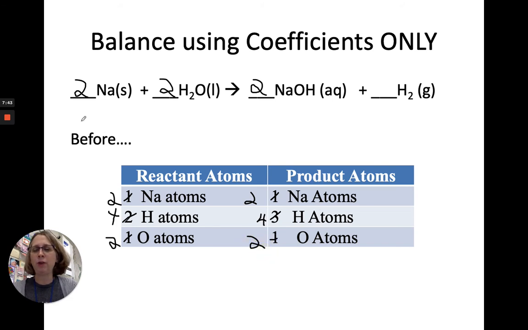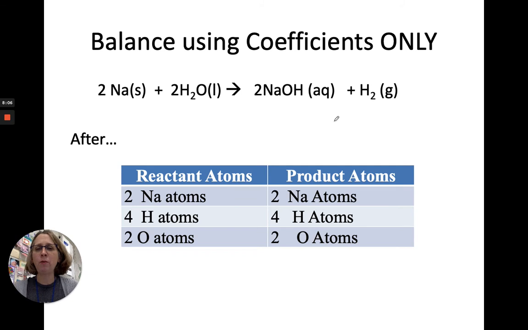And now I know the ratio is not 1 sodium hitting 1 water, but it's 2 sodiums hitting 2 waters to rearrange themselves to give me 2 sodium hydroxides. And again, this would be a 1, but we usually don't write that 1 in when we balance the equation. But you can do that just to make sure the count is right.